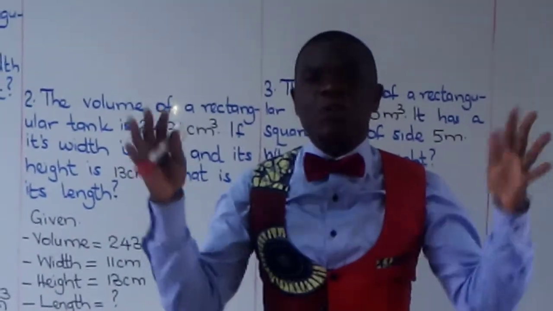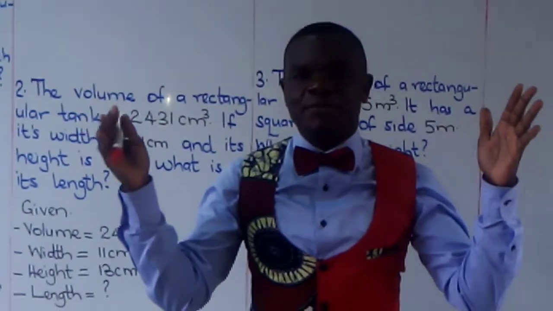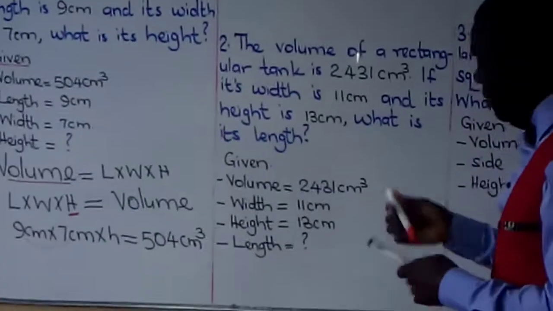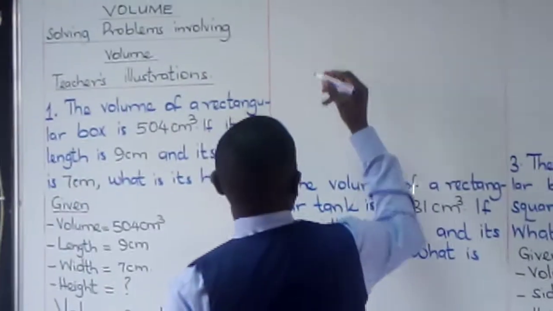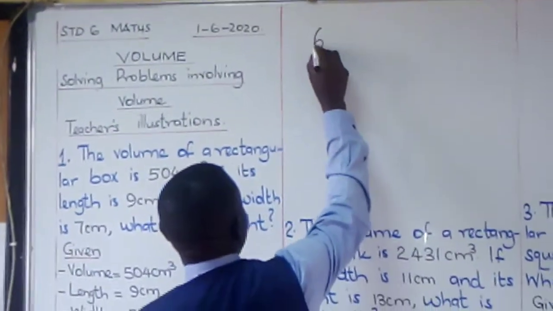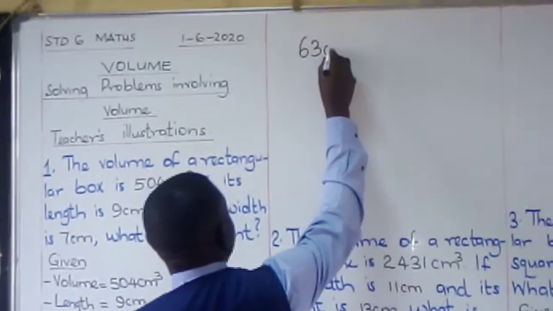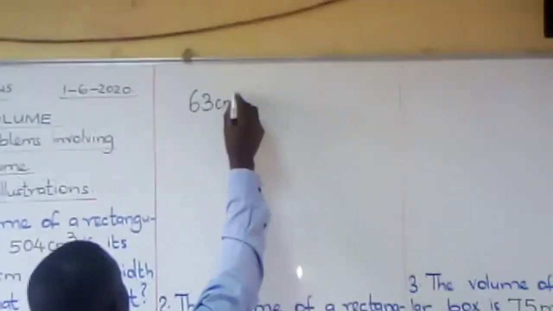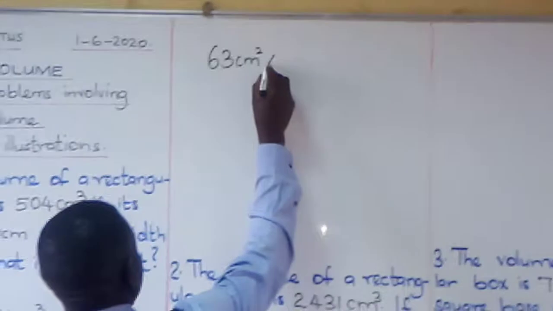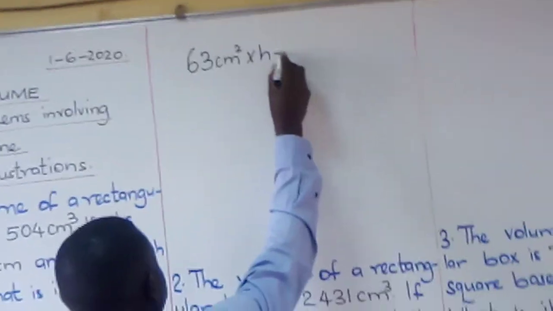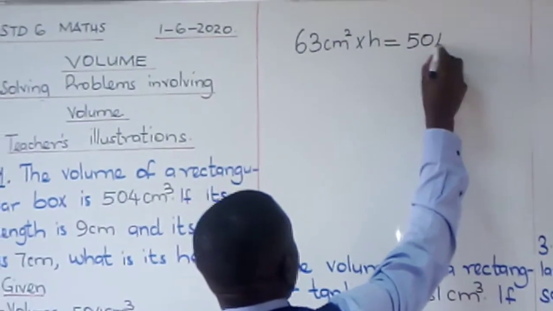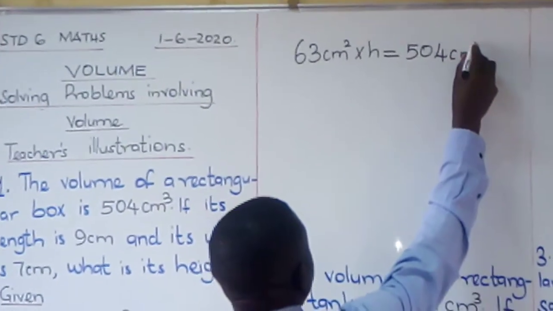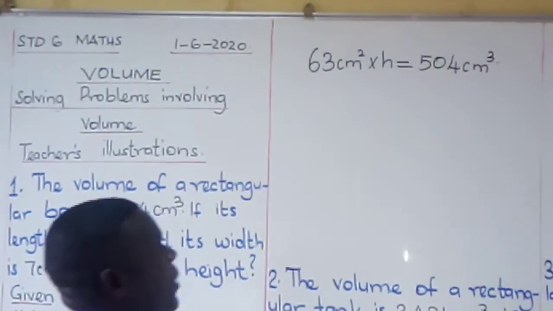Wonderful, Charles. Can we clap for Charles? Very good. 9 multiplied by 7 is 63. So we write here 63 centimeters squared multiplied by height is equal to 504 cubic centimeters.